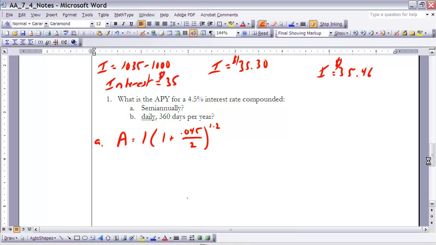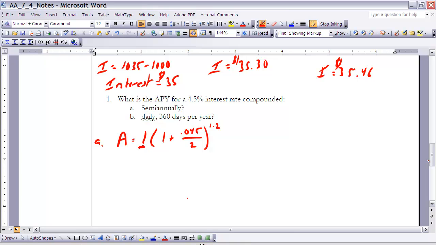Okay, the second example says, what is the APY, or the annual percentage yield, for a 4.5% interest rate compounded first semi-annually and then daily using 360 days for a year, which is a fairly common thing to do. So the way that we're going to do that is we're going to figure out how much interest they would earn for the year semi-annually, first of all, and then I'm going to subtract 1 from it. And the reason why I'm using 1 is just to simplify our calculations. I'm going to use a principal of 1.